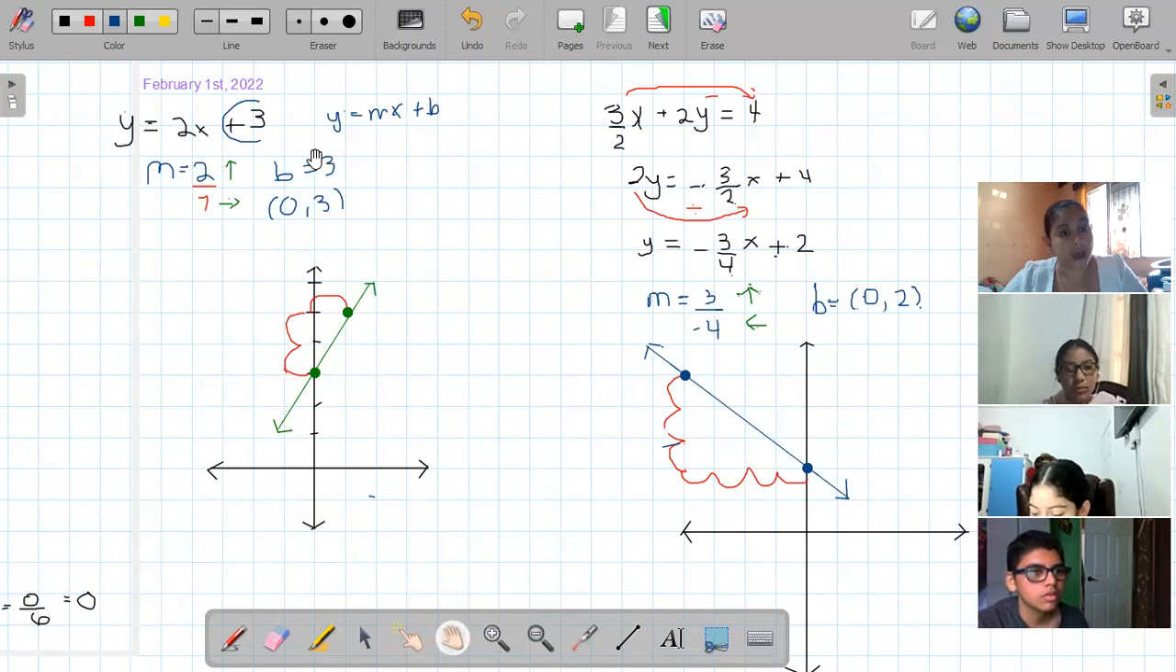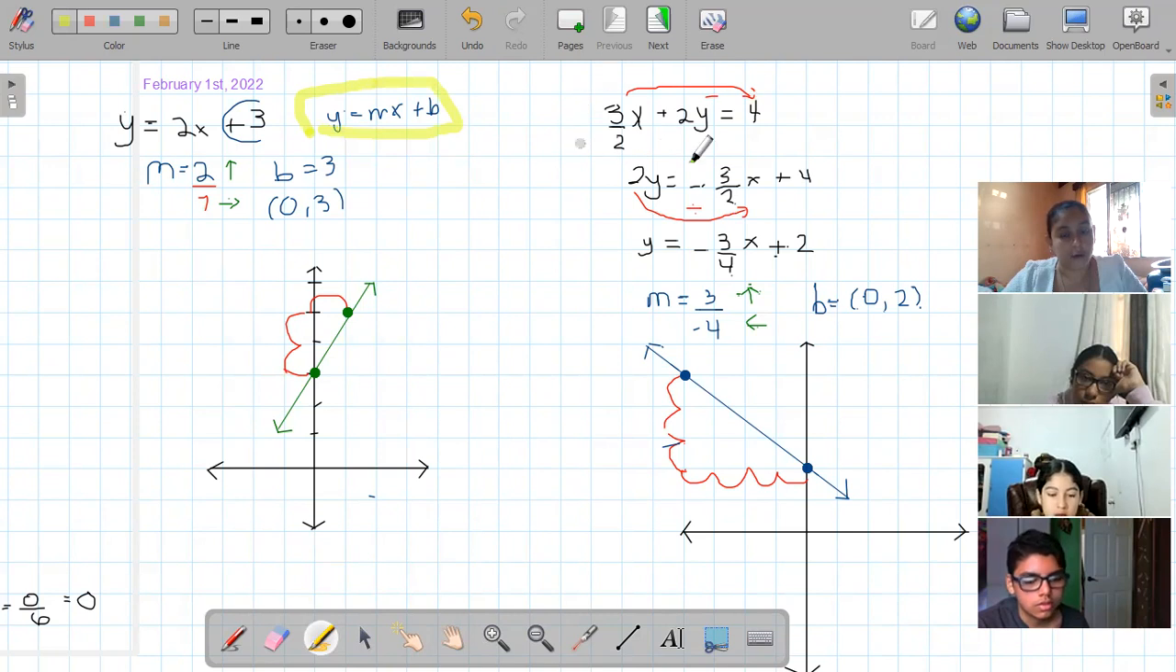Remember, the first thing is to have your equation in slope-intercept form, which is this one. If you don't have it, like in the second case, you need to make it and transform it into slope-intercept form. Then you identify your slope and you identify your intercept. You graph your intercept first. You identify the rise and the run, if it goes up or down, left or right. And you decide if you're working with the rise first or with the run.